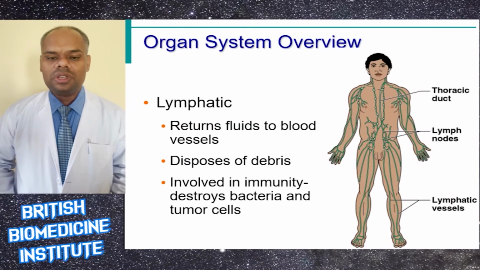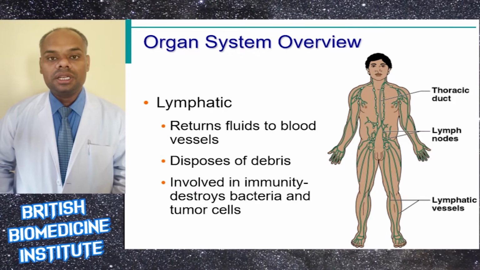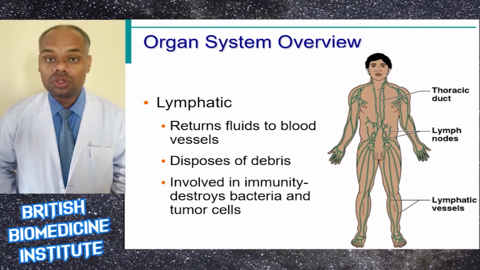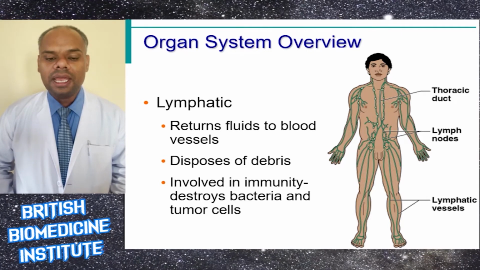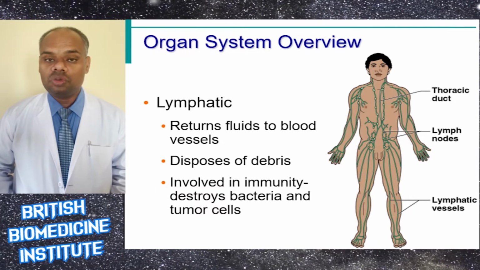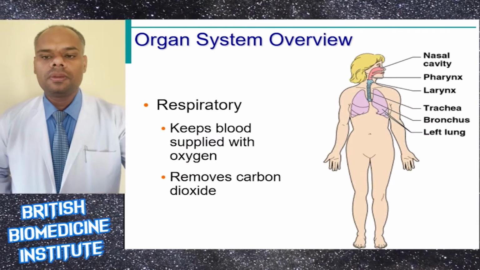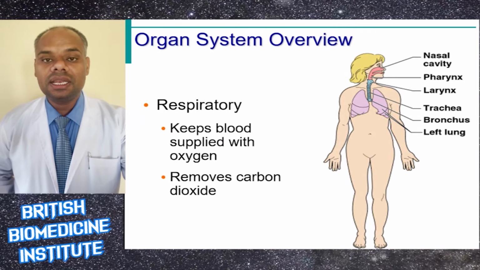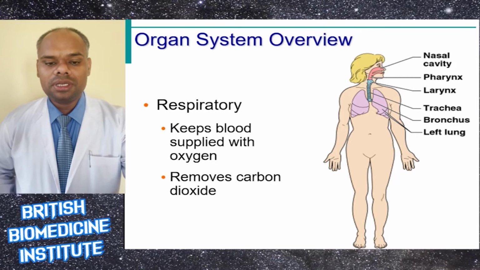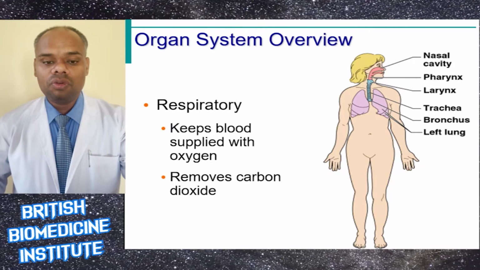The lymphatic system, which consists of the thoracic duct, lymph nodes and lymphatic vessels, helps return fluid to blood vessels, destroys or disposes of debris, and is involved in immunity, which helps in destruction of tumor cells and bacteria. The respiratory system consists of the nasal cavity, pharynx, larynx, trachea, bronchi and lungs. It helps keep the blood supplied with oxygen, and it removes carbon dioxide.